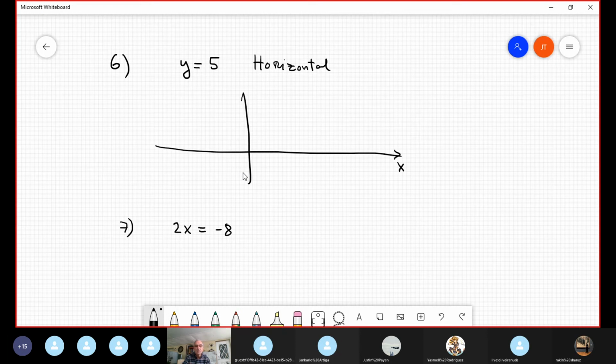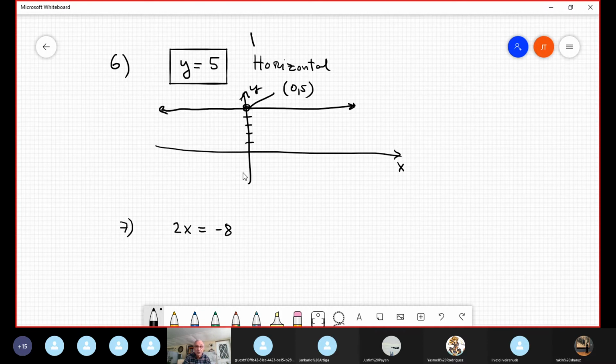Look, x, y, 1, 2, 3, 4, and 5, passing through 5. A horizontal line looks like that. We have here a y-intercept, which is the point (0, 5). And this line never crosses the x-axis, therefore we have no x-intercept. For identification, y equals any number, immediately you recognize a horizontal line.